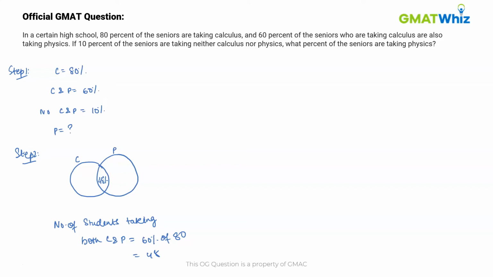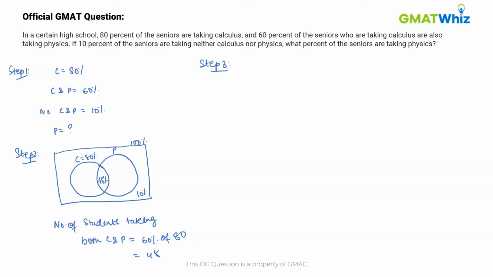We are also given that 10% of the seniors take neither calculus nor physics. So the 10% part of the number of students lies outside the entity. We also have that the number of students who are taking calculus is 80. We know that the total will always be equal to 100%. So let's move on to step 3 and calculate the percent of seniors that are taking physics.